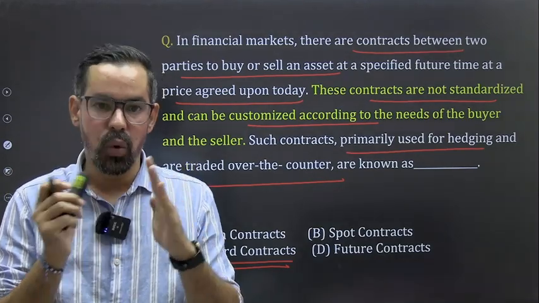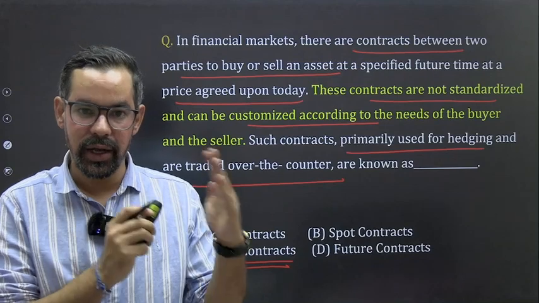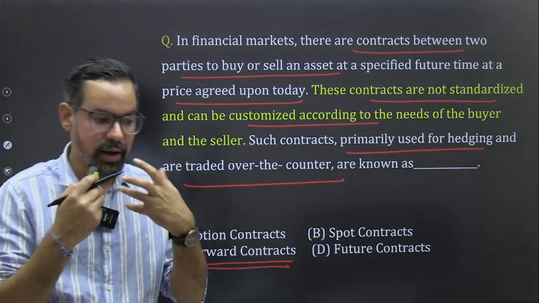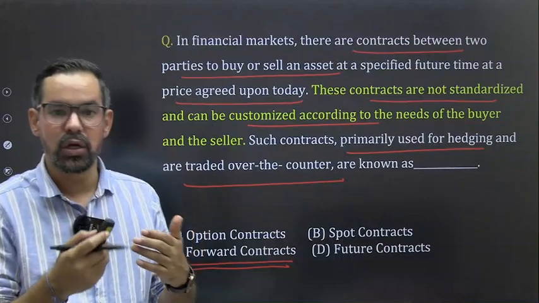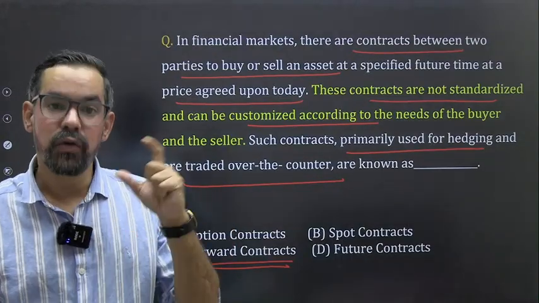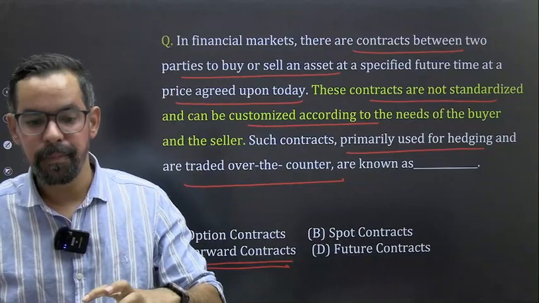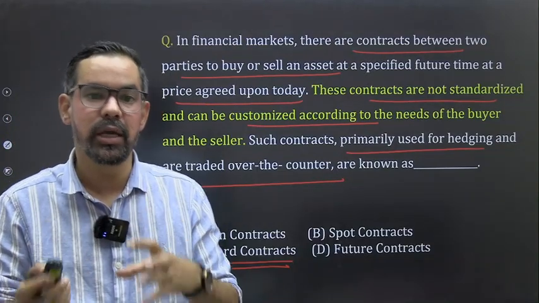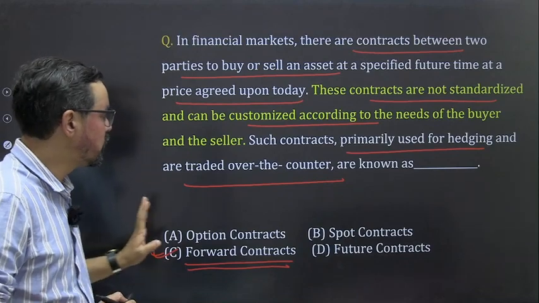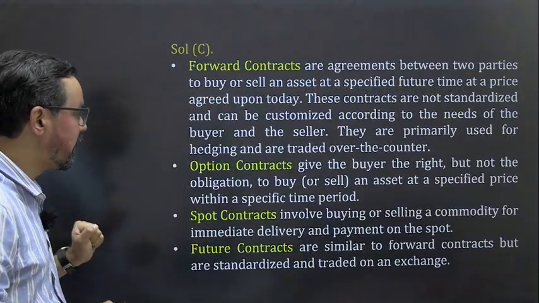Forward and swap are OTC contracts. They generally get traded over the counter, so they are customizable. They are risky products. There is counterparty risk involved because there is no intermediation from the exchanges. Futures and options are exchange traded, so they are the least risky because the exchange stands the guarantee in that particular case. So the forward contract will be the correct answer for this one.